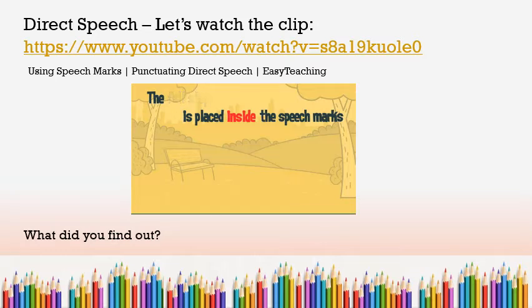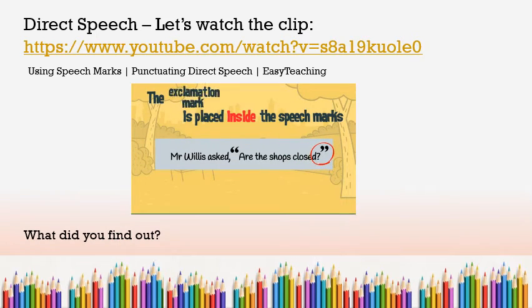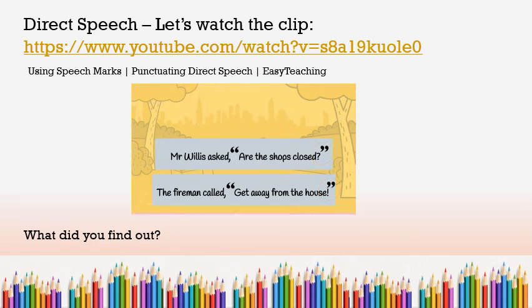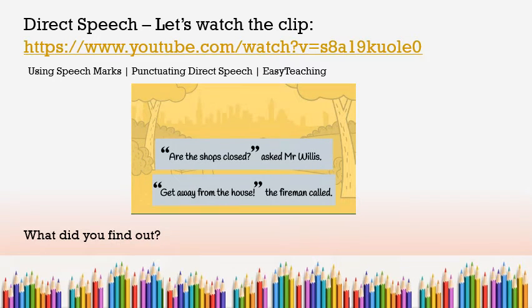This is the same for question marks and exclamation marks, as long as it is the direct speech that contains the question or exclamation. If the order is changed and the direct speech begins the sentence, these punctuation marks still go inside the speech marks. In these cases, the comma that normally separates the direct speech from the speaker is left out.